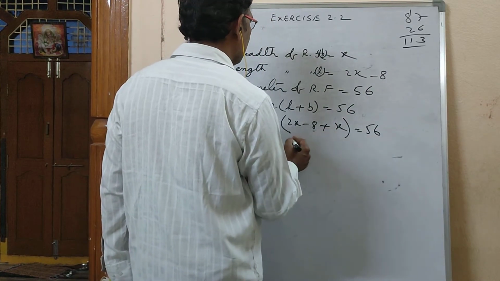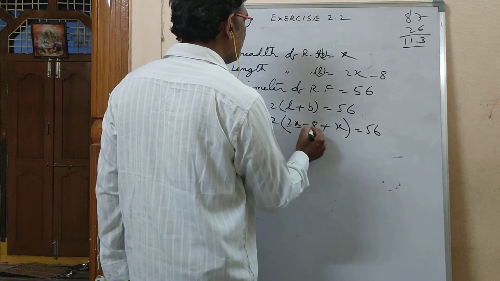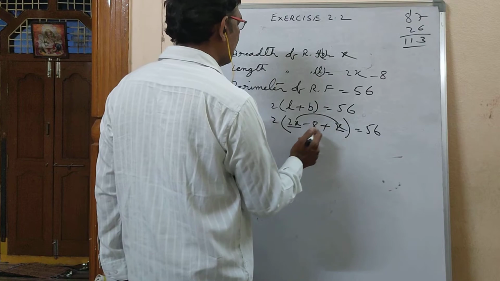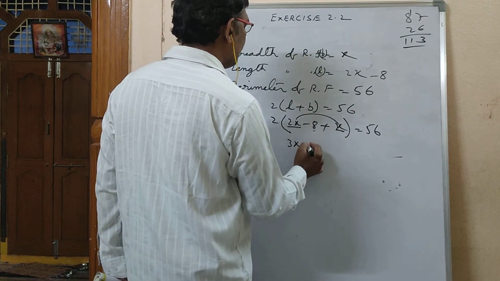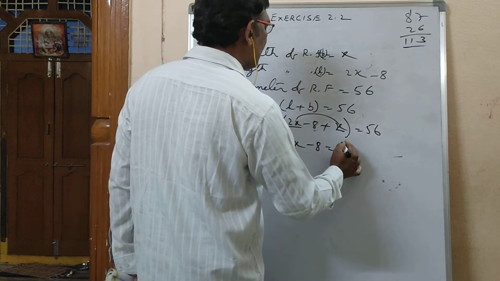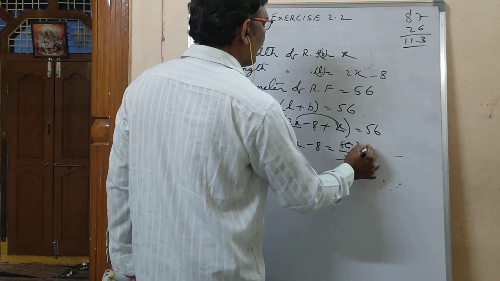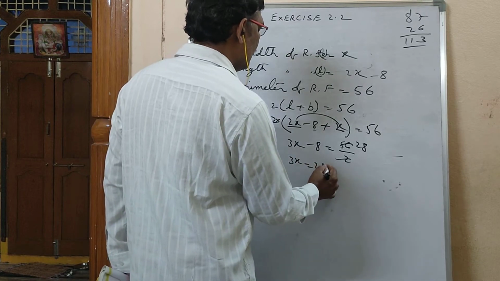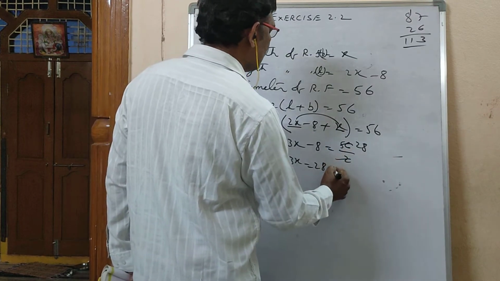This 2 take to that side. Inside the brackets, 2x is there, x is there. These are like terms. For 2x, if you add x, you get 3x. This minus 8 as it is. This 2 is multiplying or not? If you take it to this side, divide 56 by 2. If you cancel, 28. You get 3x is equal to 28 minus 8. If it is transposed into this side, plus 8.